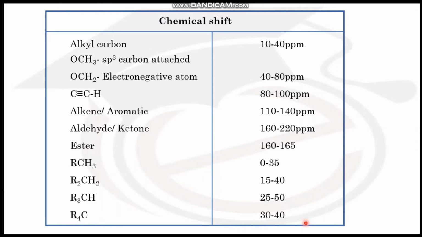These values are rough values, and in that, if a 200 plus value is there, then there is a ketone. That range you have to understand. And the alkyl carbon is 10 to 40. If RCH3 then 0 to 35, R2CH2 means 15 to 40, R3CH means 25 to 50, and R4C means 30 to 40. Aromatic or alkene will be 110 to 140 ppm. These values are very important while doing structure elucidation. Okay.